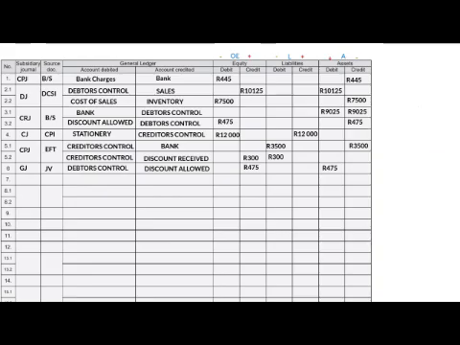Number 7. 50,000 Rand was invested at ABSA in a fixed deposit at an interest rate of 4.5%. The two ledger accounts will be fixed deposit ABSA and bank. They are both assets.